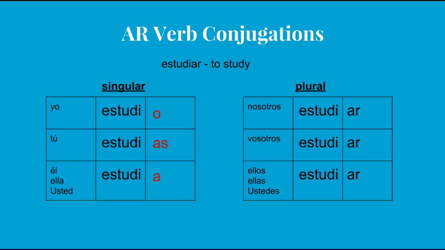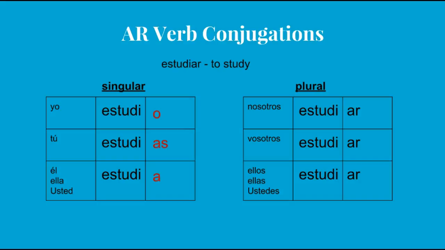As a reminder, ellos is they when we're referring to a group of males or a mixed group of males and females. Ellas is they when the group is exclusively females. And then ustedes is the plural form of you, and this is the more common plural form of you. So this is more like how in English we would say you guys.